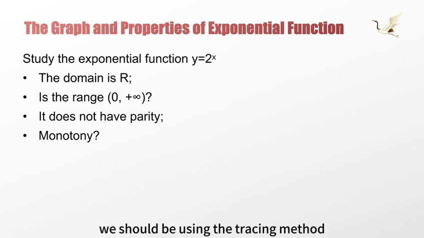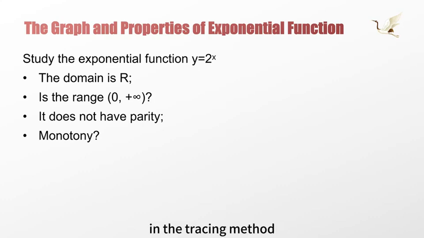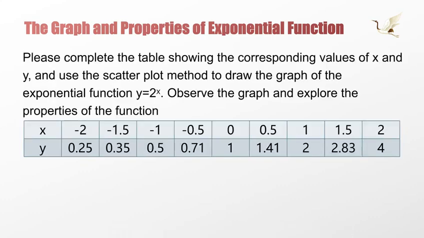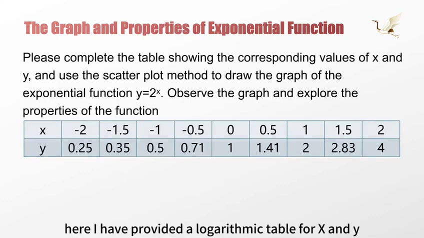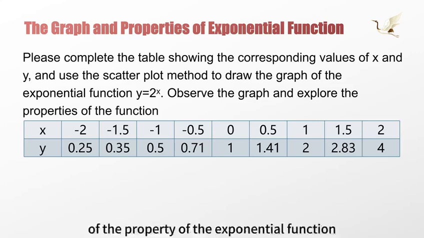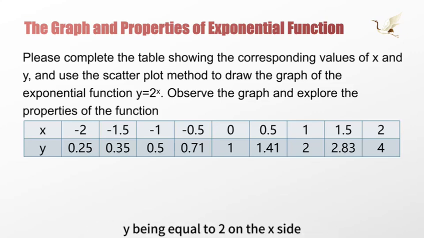We should be using the point-plotting method, but what are the requirements for selecting the values of x in the point-plotting method? It is best to have positive values, negative values, integers, and decimals. Here, I have provided a table of values for x and y and plotted the graph of the exponential function. Please combine our analysis of the properties of the exponential function y equals 2 to the power x when drawing the image. After drawing the image, explore the properties of the function.